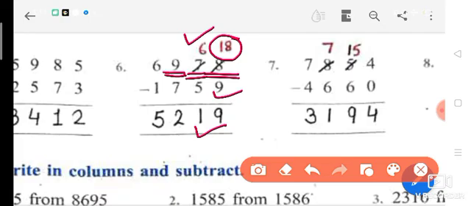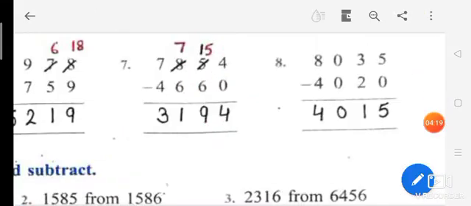Now next number is 9. Down one number is 7. So no need to take borrow. So here simply we will subtract. 9 minus 7 is 2. And here 6 minus 1 is 5. So answer will be 5290. Clear? See the seventh part now.